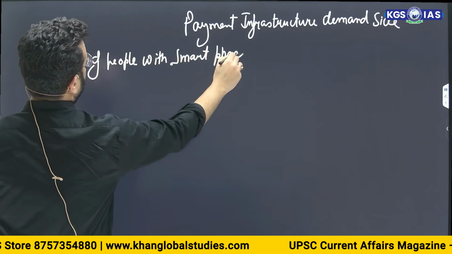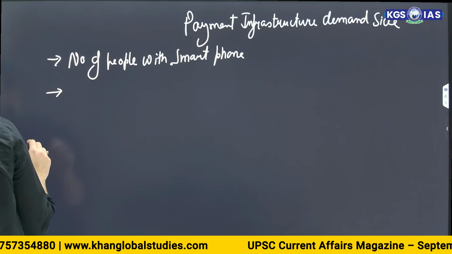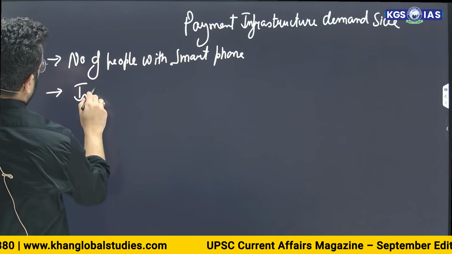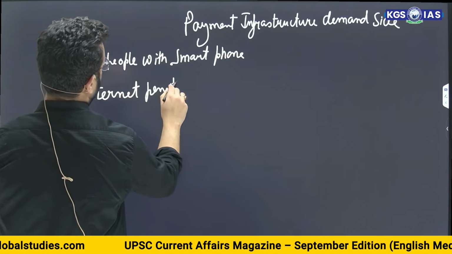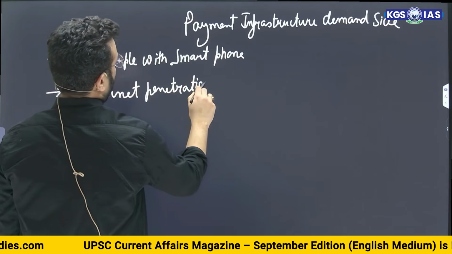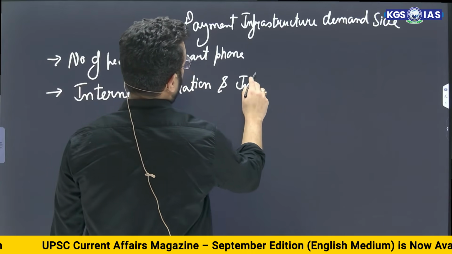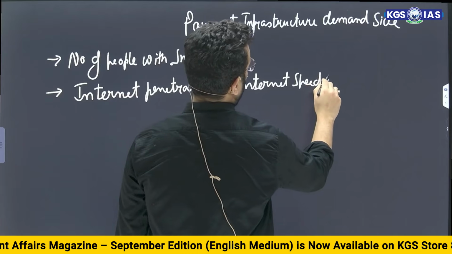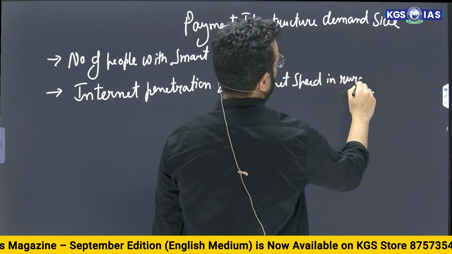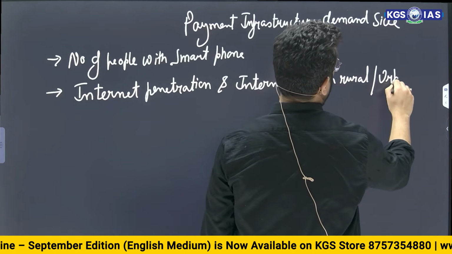Number of people with smartphones. Then internet penetration. And internet speed in rural and urban areas.